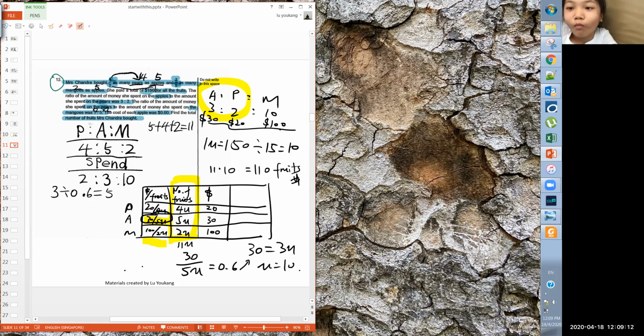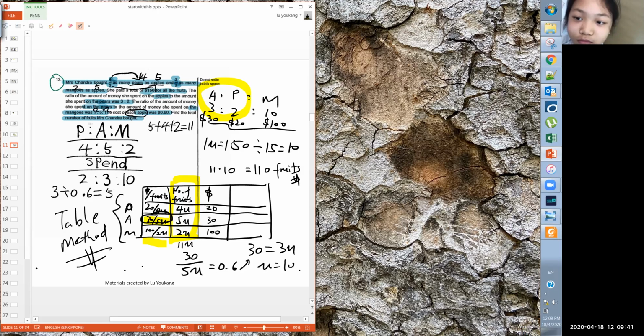That's why you are supposed to use the table method. Okay? Because the question says what? Each. Okay, still remember? Each. When you have each, you're supposed to use, okay, each number and total table method. Okay? Next.